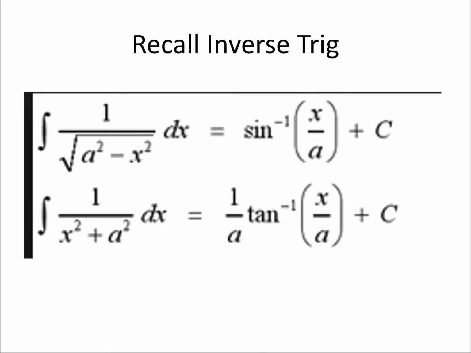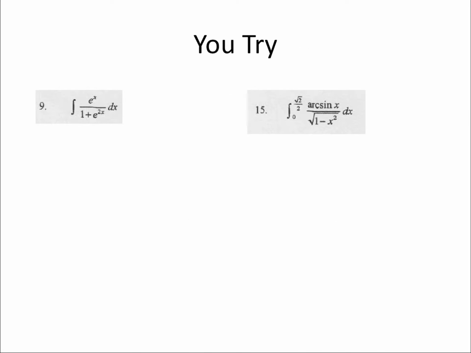Okay, let us recall inverse trig. Notice I only listed 2 because these are the only 2 that generally show up on the AP exam, and generally it's the inverse tan. I haven't seen inverse sine in a long time, but this will be the year. Okay. Once again, pause the video, and you guys try these, and then we'll come back and figure it out.